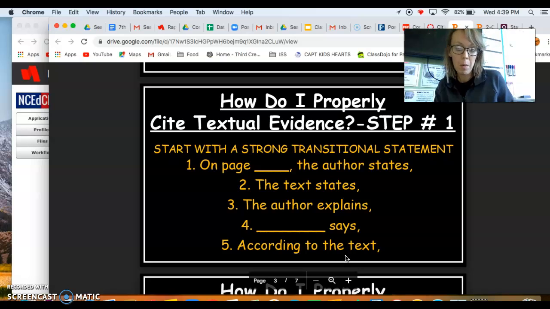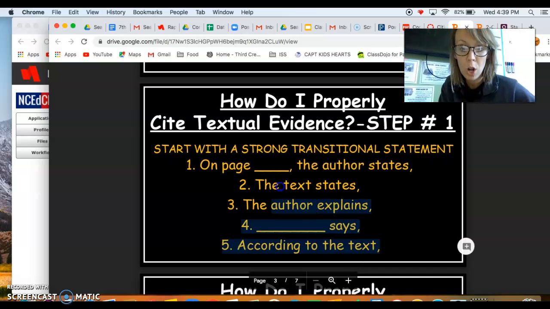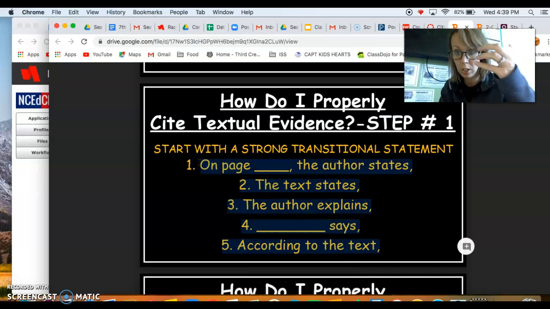text, comma, The Prince and the Pauper says, or the name of the author. So Dickens says, because Dickens could be an author's name. Number 5 says according to the text, and then you would write your text evidence. So these are strong sentence starters that help support when you then write your cited evidence, because you don't just pop in your evidence without giving some context before you do that.